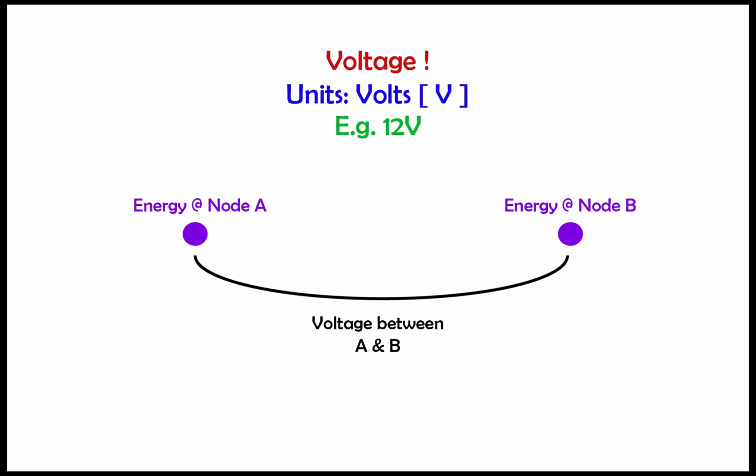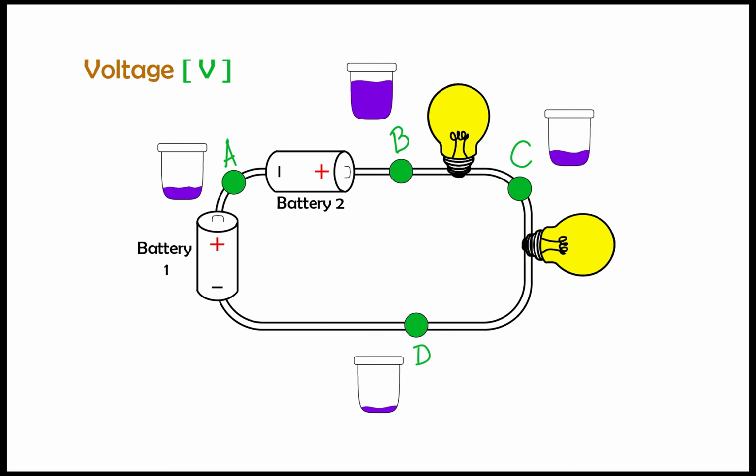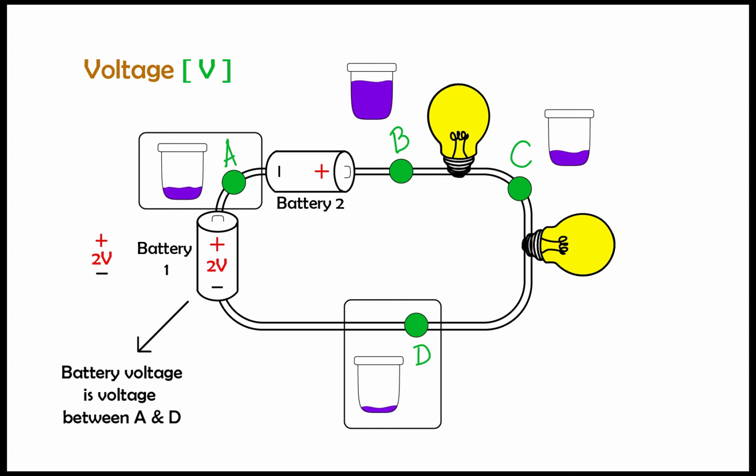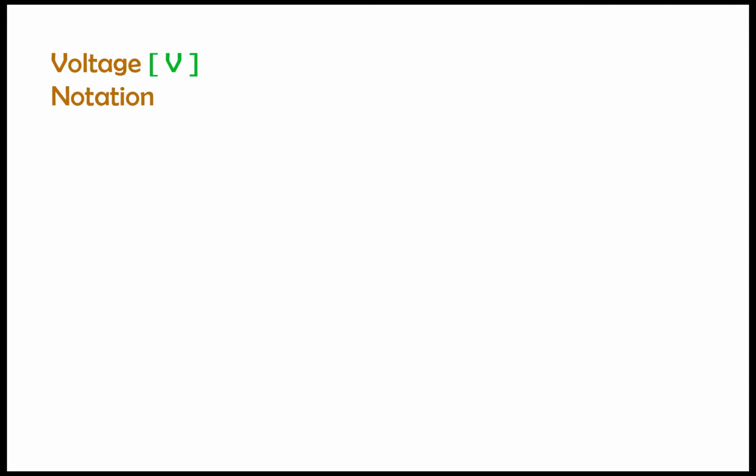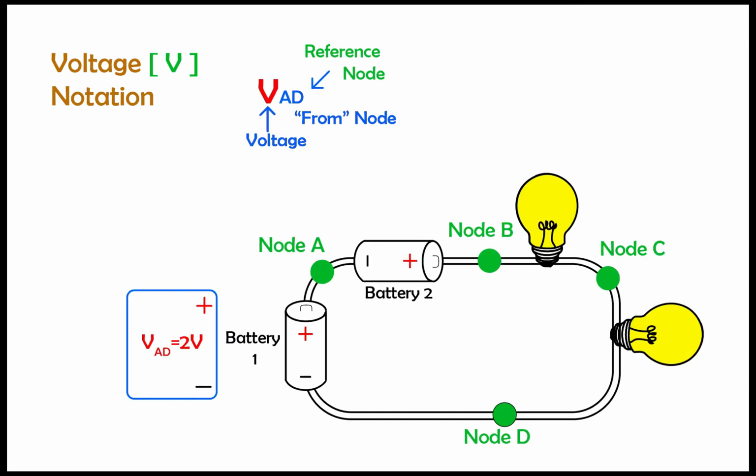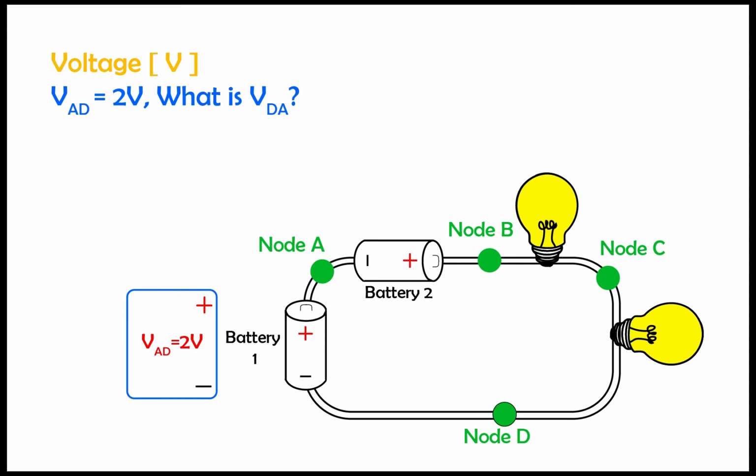What is the voltage at node A is a question that cannot be answered unless the second node, also known as the reference node, is specified. For instance, the voltage from A to D is the difference in energy between points A and D. In this circuit, this voltage is equal to the voltage rating of battery 1. If battery 1 is a 2-volt battery, then the voltage from A to D is 2 volts. We denote the voltage from point A to D as VAD, so we know that point A is 2 volts above point D, but what is the voltage VDA?